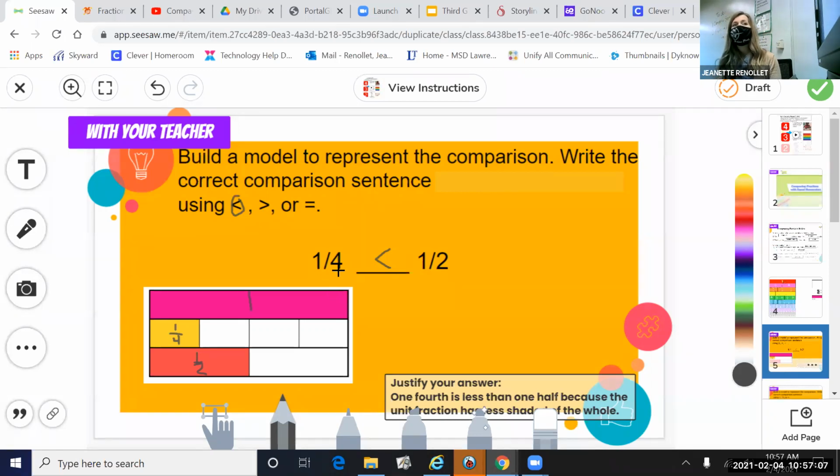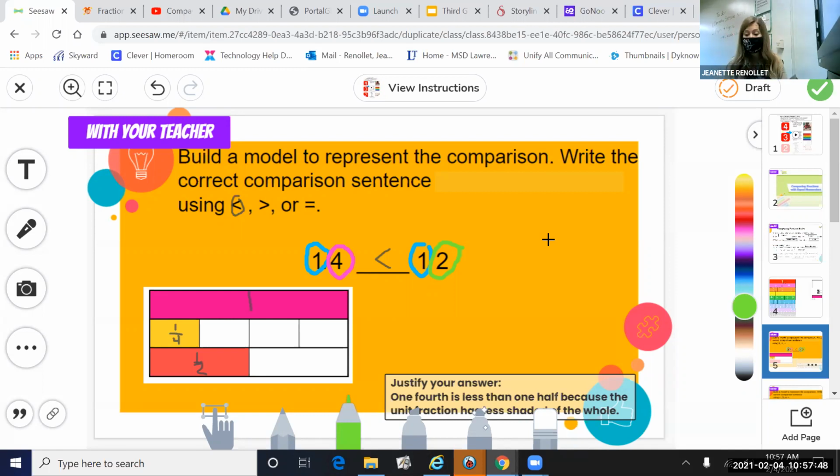Here are our fractions, 1/4 and 1/2. I notice the numerators are both 1. Our numerators are both the same. So we need to look at the denominator. Look at the denominator to tell us which piece is bigger. Check out our denominators. One is 4. One is 2. They're different. So our models will be partitioned into different amounts.